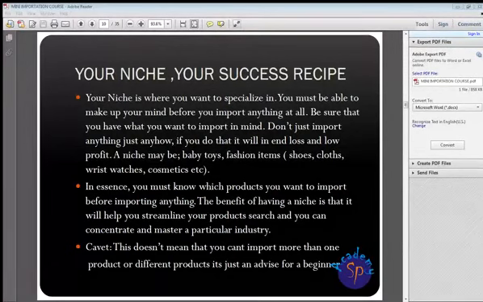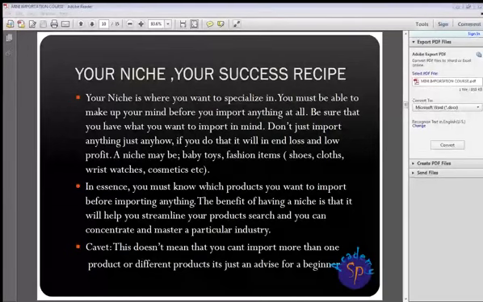So take for instance, I want to import shoes. That is the fashion niche, all right? And I'm specializing in a sub niche, which is called footwear. And those are shoes and the rest. I can focus majorly on BBW, and that is black, big, bold women. That is extra large fashion items.